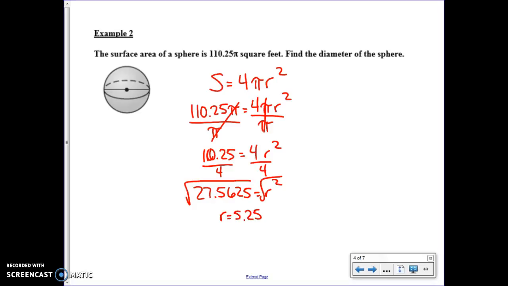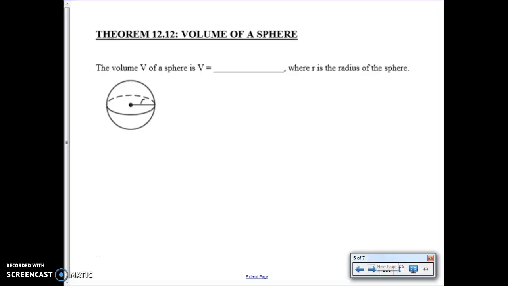5.25. Now, that's not what it asked for. It wants the diameter, so I need to double the radius. So 2 times 5.25 would be 10.5, and then our label would be feet. And notice just plain feet, not feet squared. We're not talking surface area, we're talking a linear distance, our diameter.